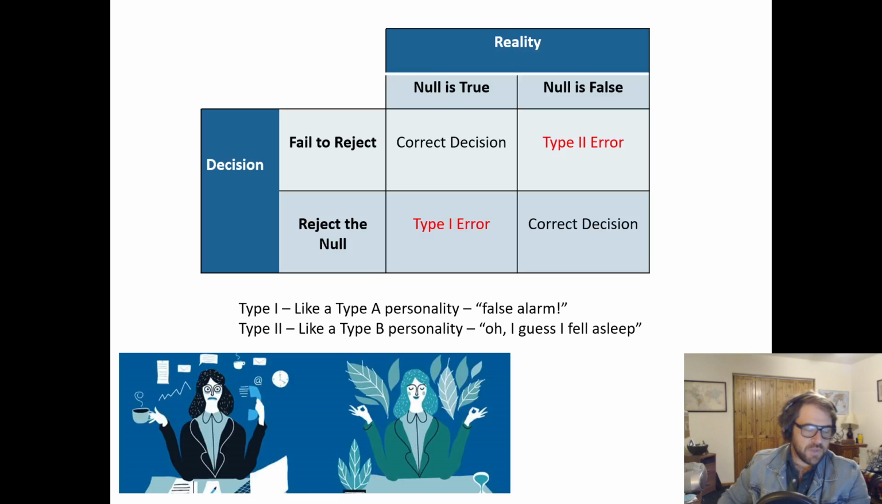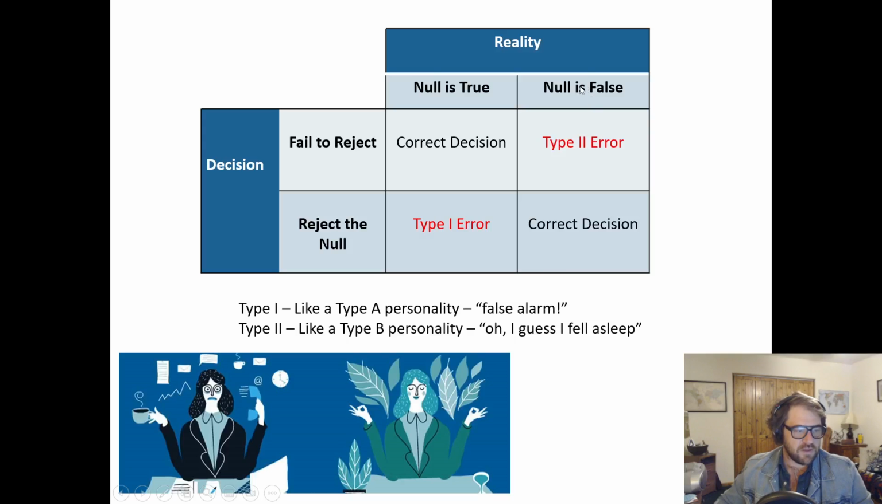All right, here we go. So we have our false alarm. Well, false alarm means we're putting a lot of people in jail who shouldn't be. So our criminal justice system should be functioning on the "oh, I guess I fell asleep" model, which is a type 2 error. So let's take a look at that.